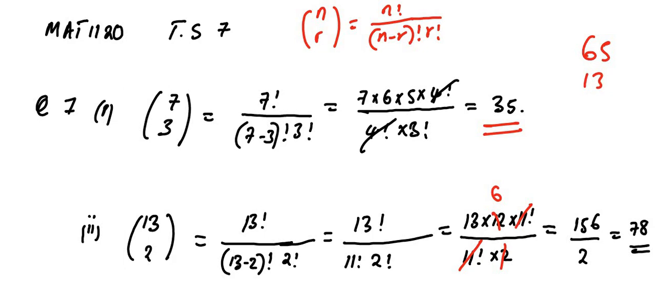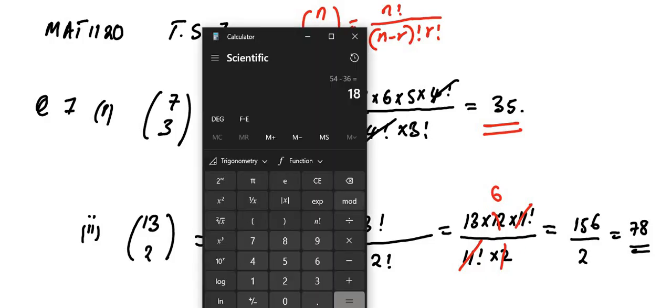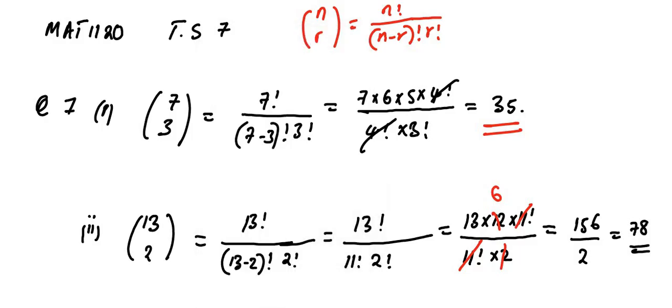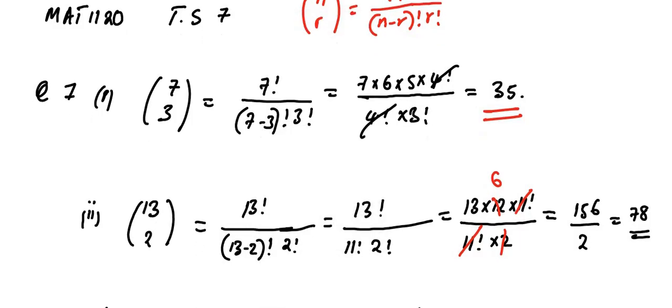Okay, so let me just try to redo this again here. We are saying we have a 13. Is it 13 times 12, 156, then divided by 2, we get a 78. Okay, so the working was okay. Yeah, so this is what we have.